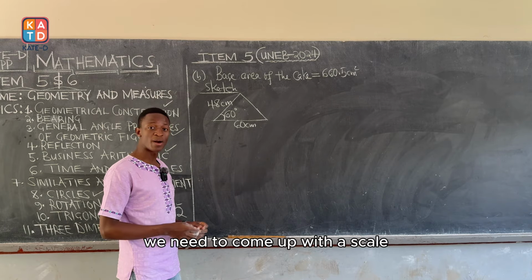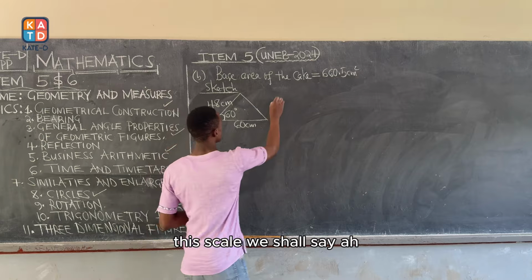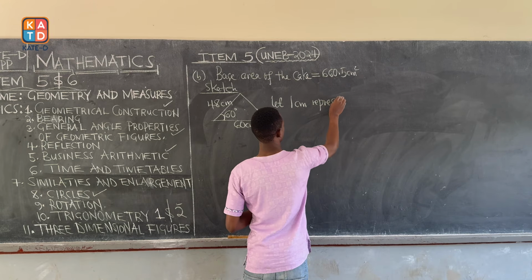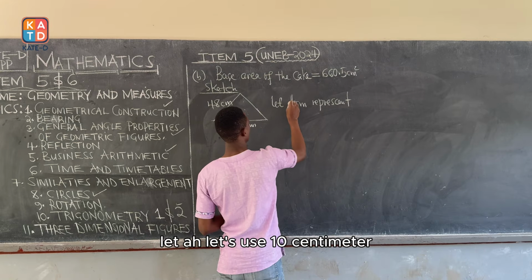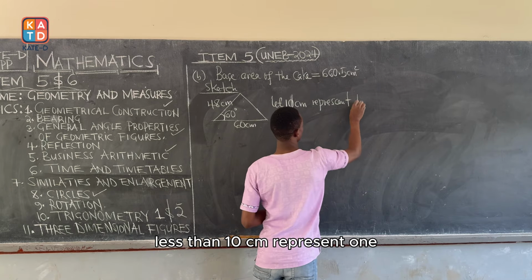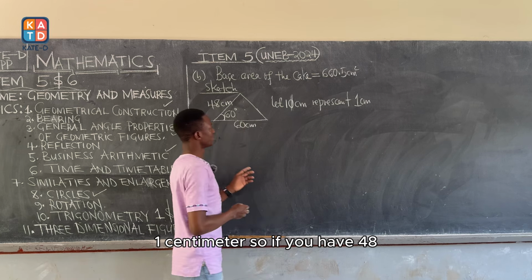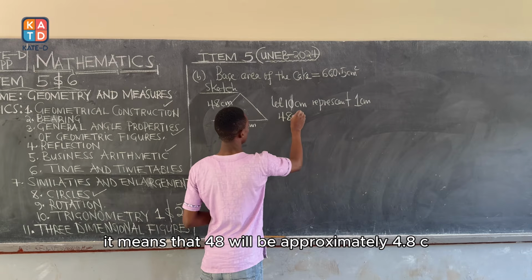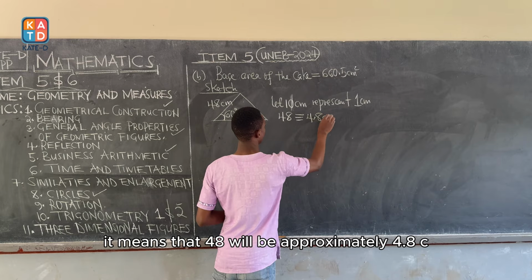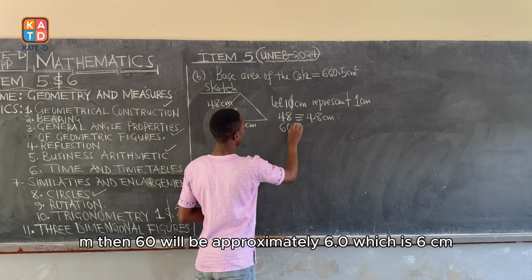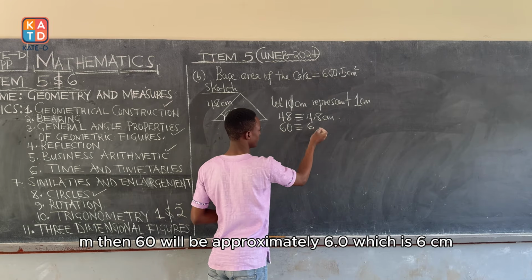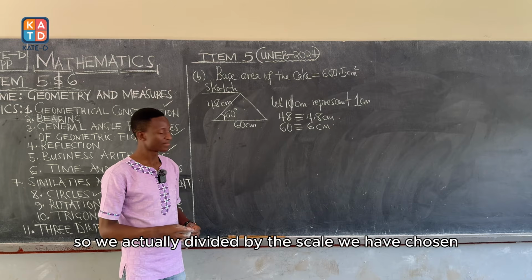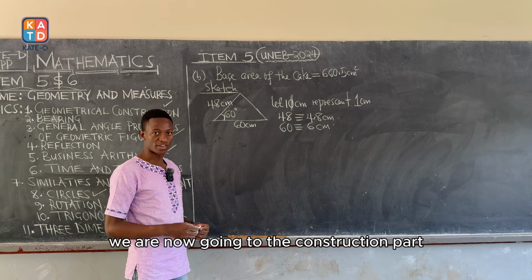So what we need to do is come up with a scale. This scale we shall say, let's use 10 centimeters to represent 1 centimeter. So if we have 48, it means that 48 will be approximately 4.8 cm. Then 60 will be approximately 6.0, which is 6 centimeters. So we're actually dividing by the scale we have chosen. So we are now going to the construction part.